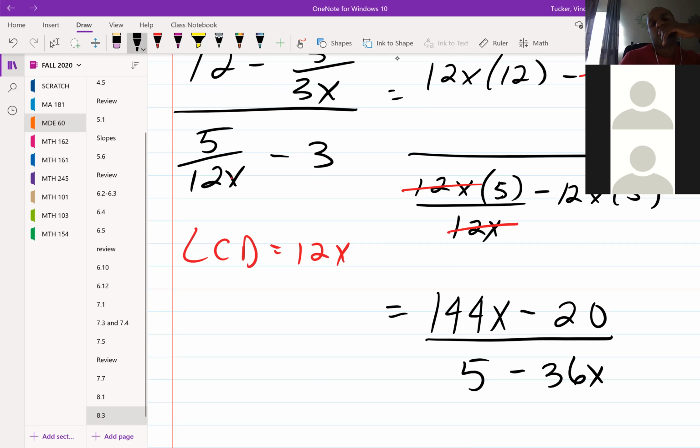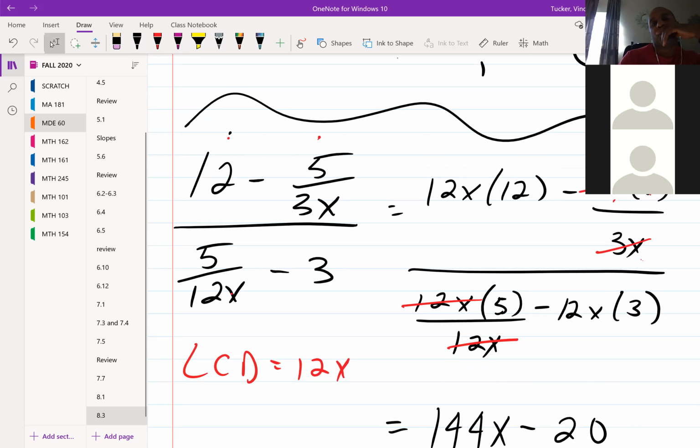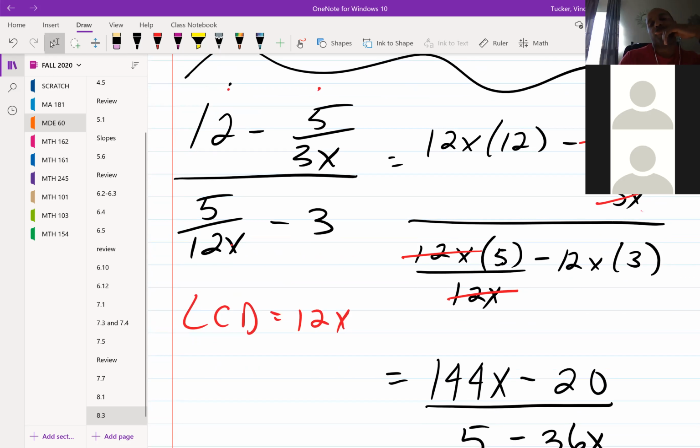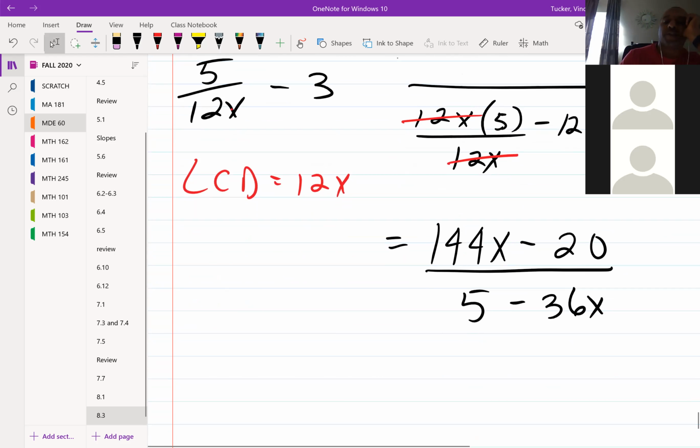Where you get that 20 from? Go back with that 4. The 4 that was left. Both x's cancel out from each other. That leaves 4. 4 times 5 equals 20. Then that leaves me 144x minus 20. And I'm done, right? Well, got to see if anything can be factored.